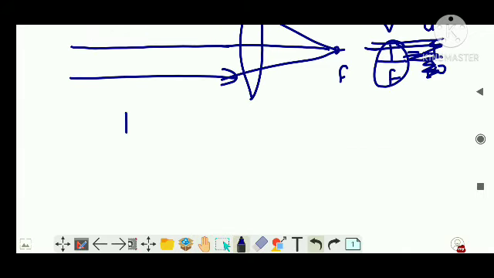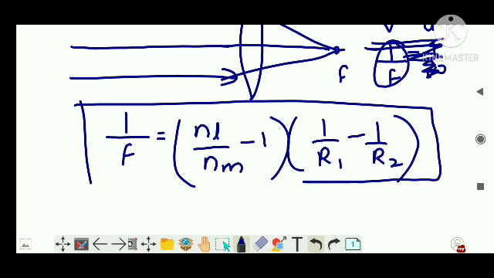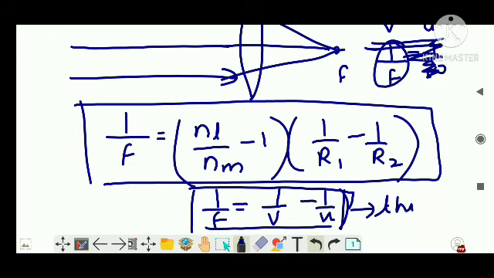Clear? So here I will write 1 by f is equal to (nl by nm minus 1) into (1 by r1 minus 1 by r2). This equation which you got is called Lens-Maker's formula, right? And which you just made sure of a small equation, that is 1 by f is equal to 1 by v minus 1 by u. This is the lens equation for thin lens, which you have learned in lower class, right? This equation is actually for only thin lens. Clear? Right?